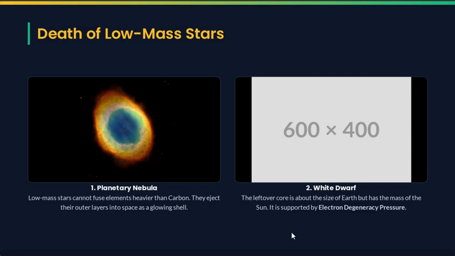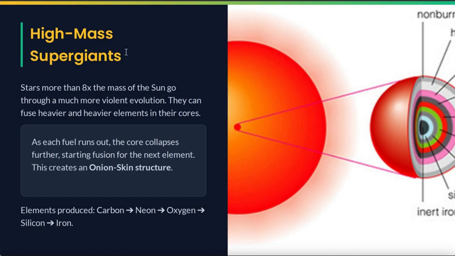The second one is a white dwarf, and there would be a white dwarf picture, but Jerry... Okay, so the leftover core is about the size of Earth, but the mass of the sun. It is supported by electron degeneracy pressure. Wow.